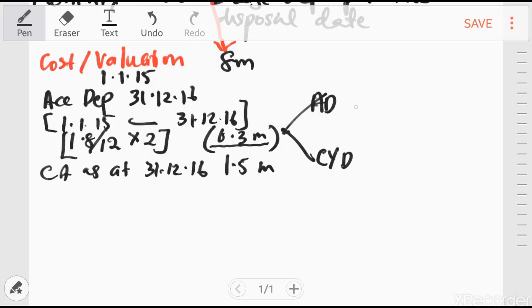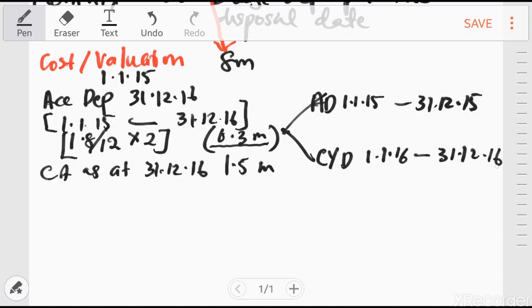So accumulated depreciation is from 1st of January 15 up till 31st of December 15. But since you use monthly basis, you still provide the depreciation for that year up till 31st of December 16. So this one, if you calculate, you will get 1.8 divided by 12 times 1. So it's 150,000, yeah, and for 1 year, right?